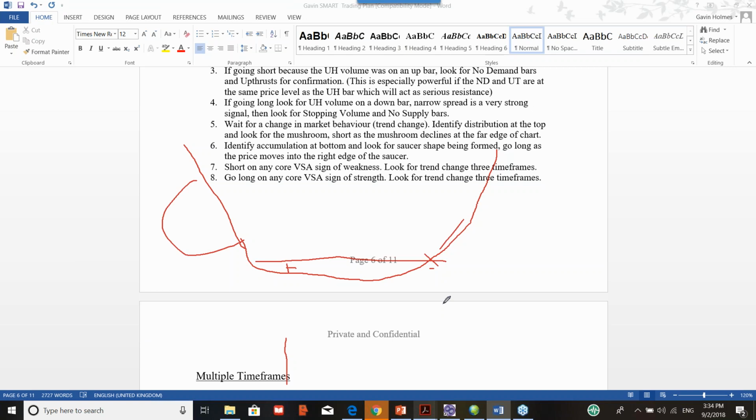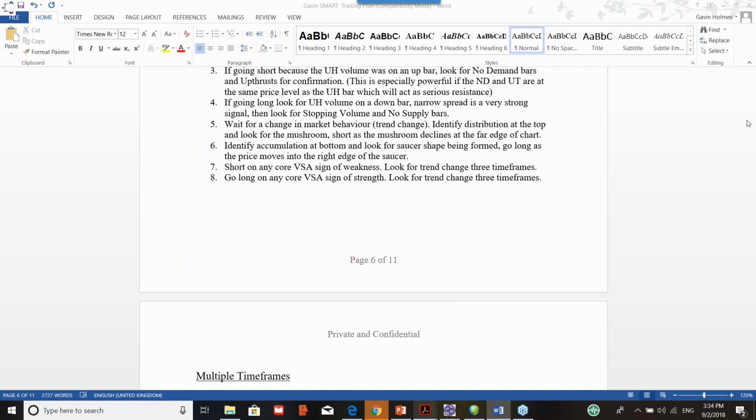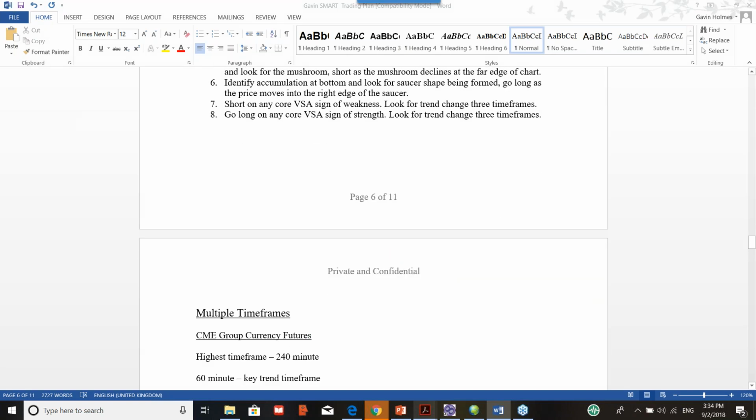Any questions so far before I move to the multiple time frames? Or is that clear? Have I been very clear? Just want to double check. I want to make sure you're getting this.